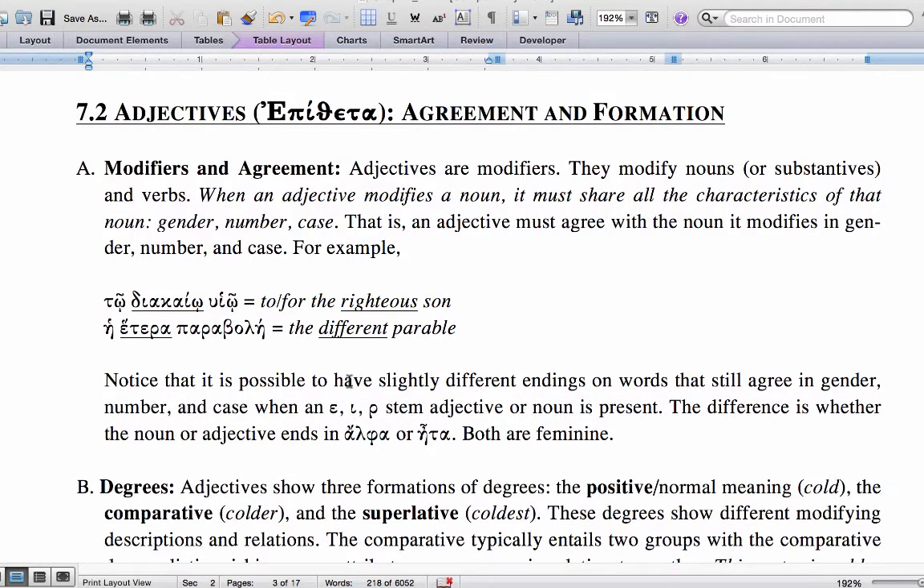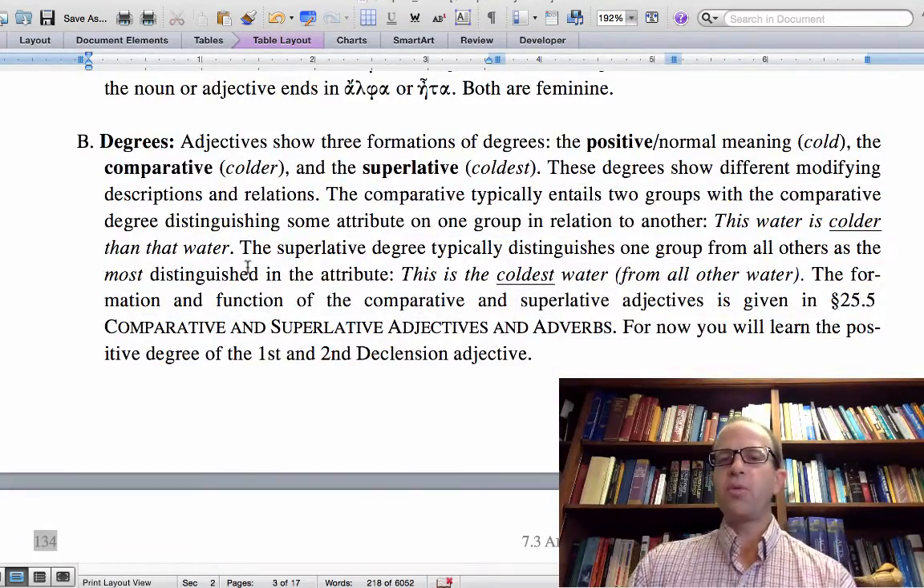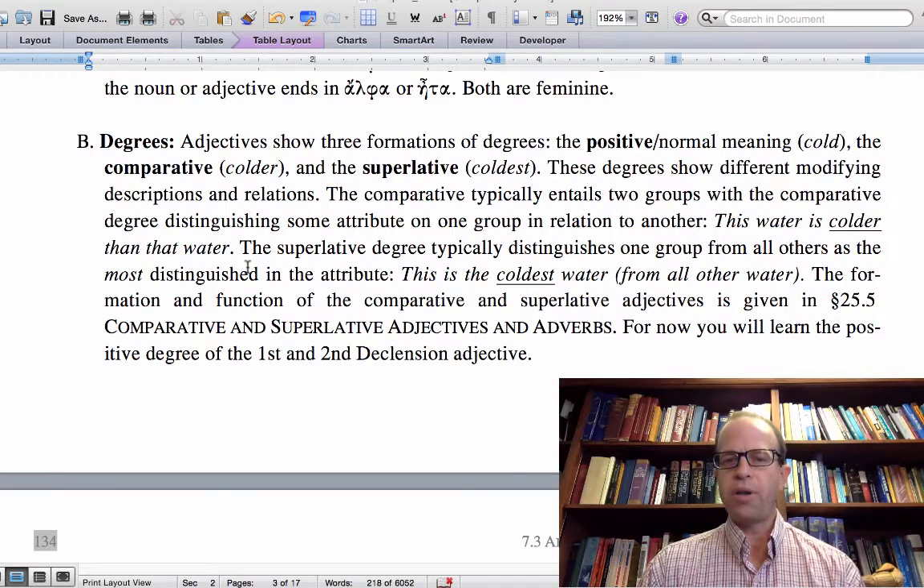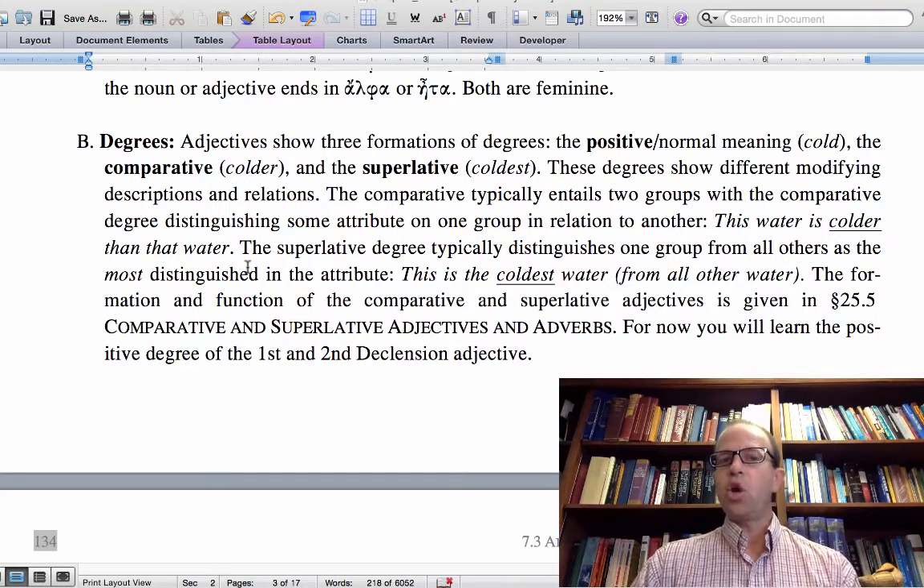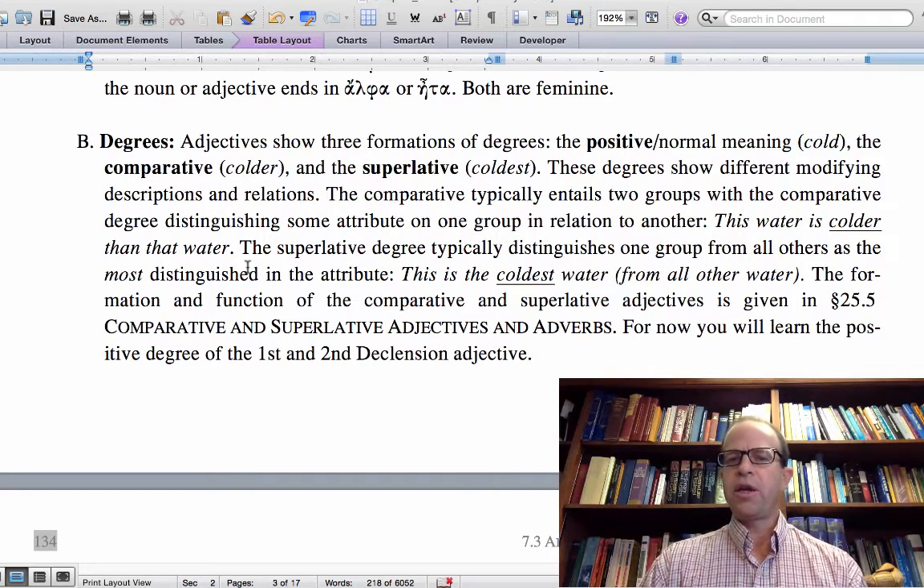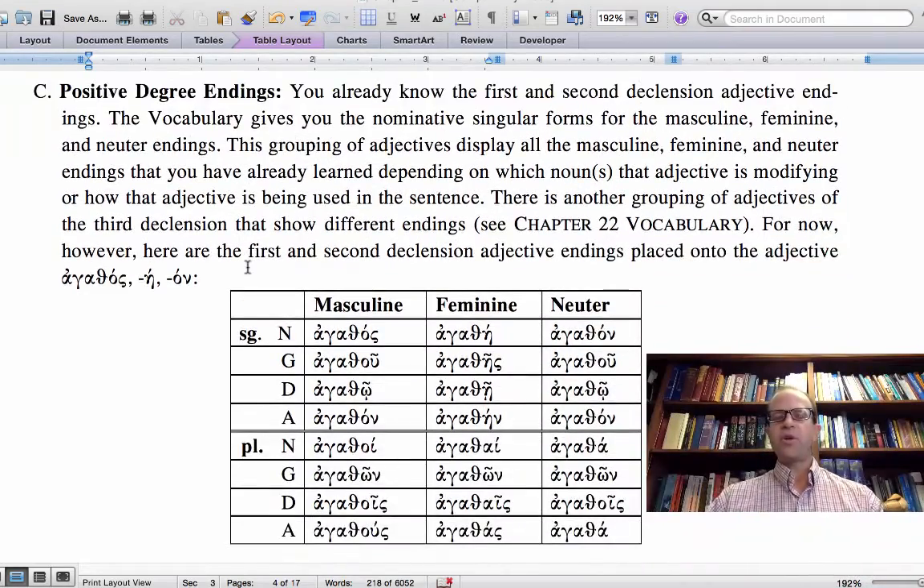Adjectives are modifiers as well, except they modify nouns. They add meaning to nouns by giving further description. Adjectives can be formed in three different ways. There's the positive meaning, the comparative, and the superlative. So if you take the adjective cold, that's the positive degree. You can put it into the comparative degree, colder, or the superlative degree, coldest. We'll look at comparative forms and superlative forms in chapter 25. For now, we're going to focus on the positive degree endings.